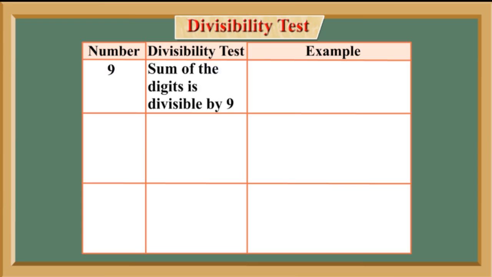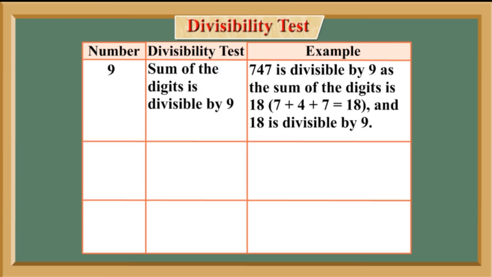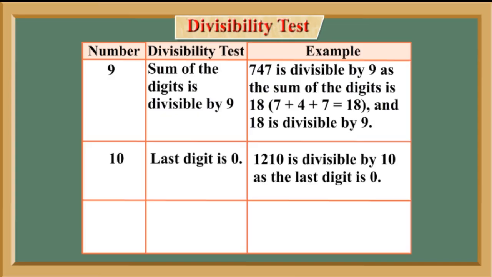For 9, the sum of the digits is divisible by 9. 747 is divisible by 9 as the sum of the digits is 7 plus 4 plus 7, which is 18, and 18 is divisible by 9. For 10, the last digit is 0. 1210 is divisible by 10 as the last digit is 0.